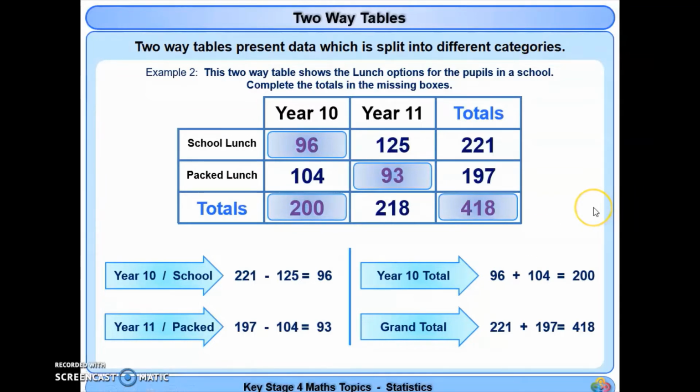Again, I could have gone for an interpreting question. For example, what fraction of the school preferred a school lunch? So in the question, I'm asking for a fraction. 221 students preferred a school lunch, and it's out of 418. So I've given my answer as a fraction, 221 out of 418. If it was possible to simplify that fraction, we'd go ahead and simplify that down as we do when we're dealing with fractions.